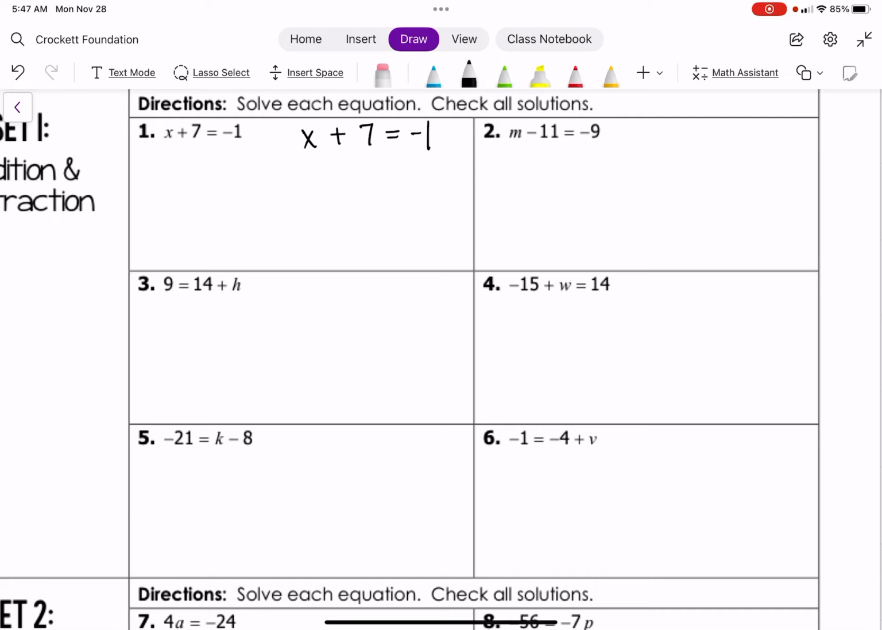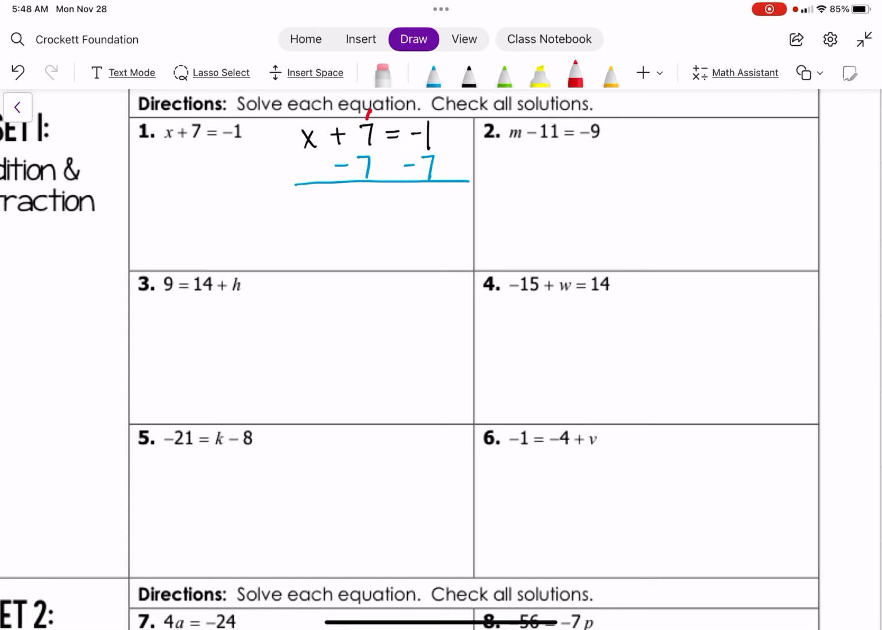Now, if you take a look at all 6 of these questions, all of these are one-step problems using adding and subtracting. So when we undo it, when we solve it, we're either going to have to add or subtract. For this first one, to solve this, we would simply subtract 7 from both sides, or we could say we're going to add -7 to both sides.